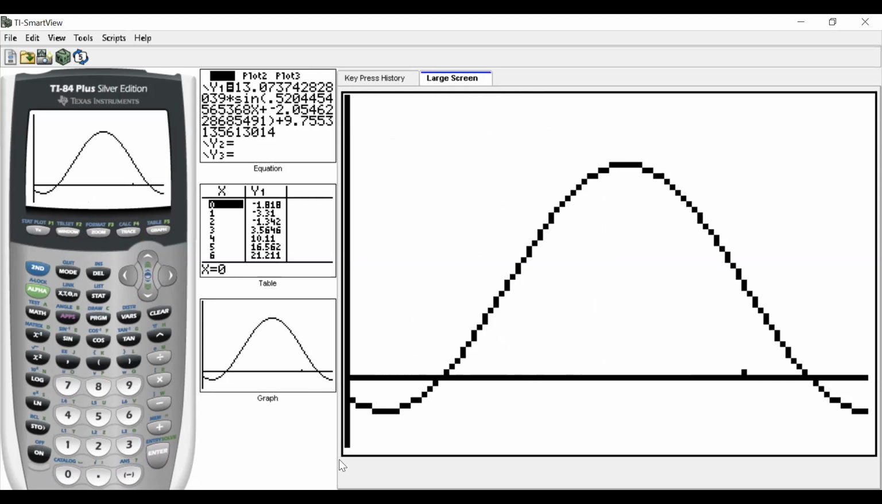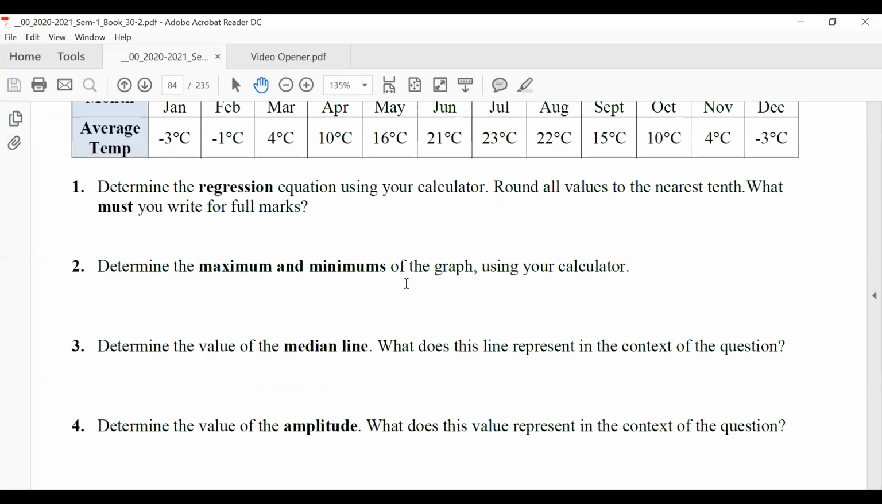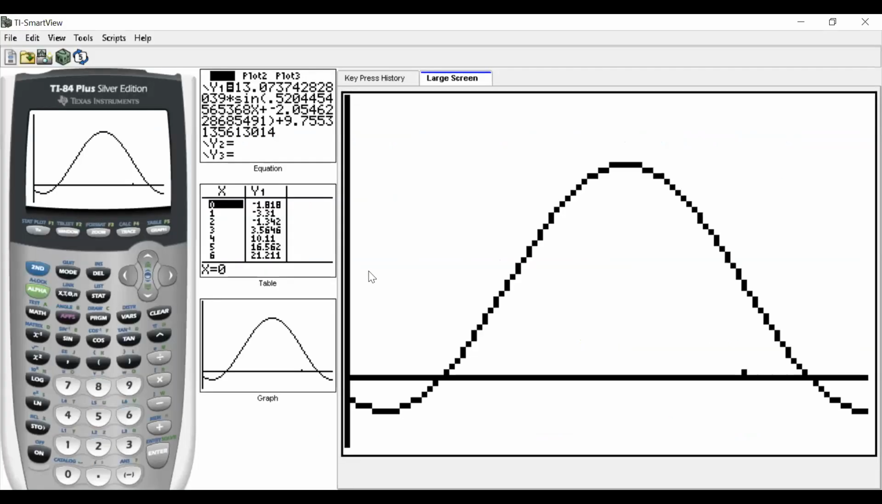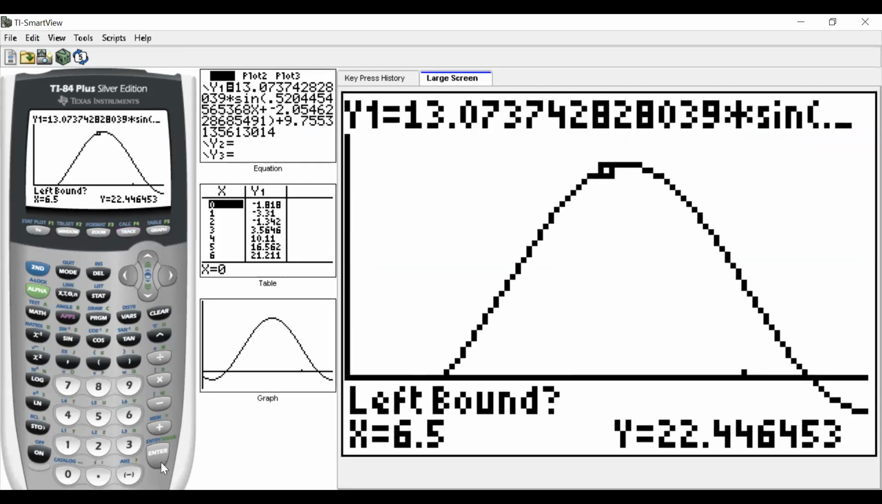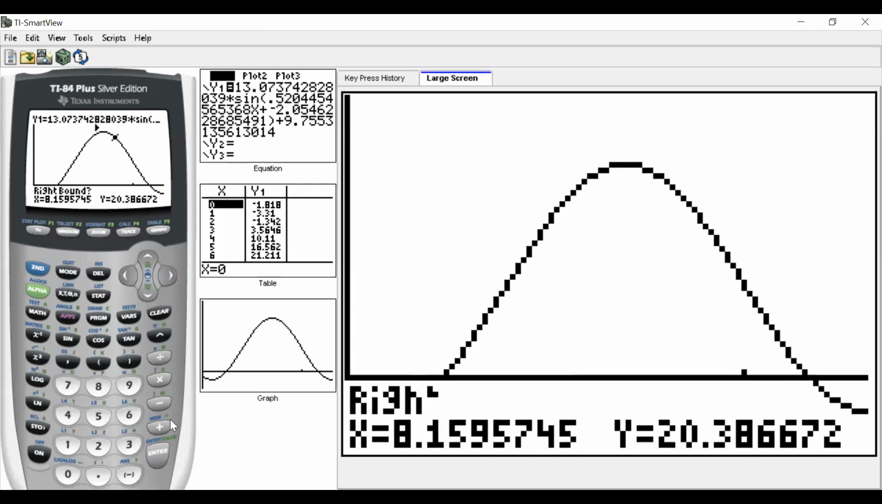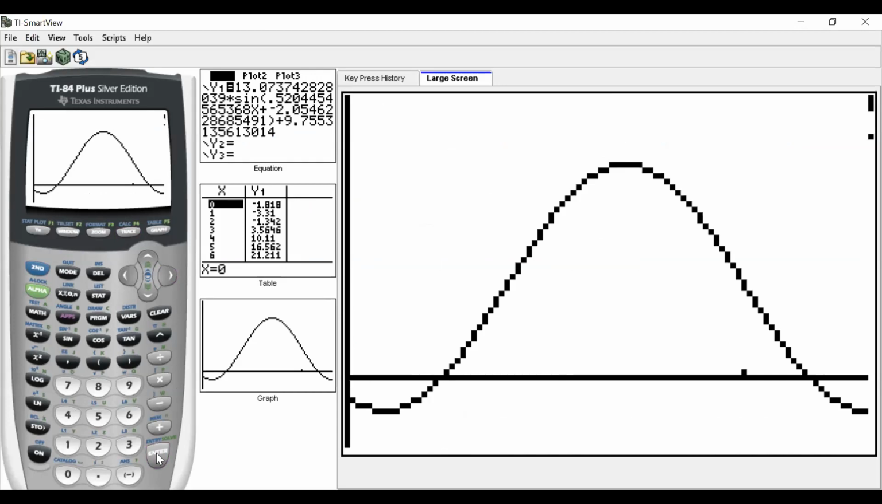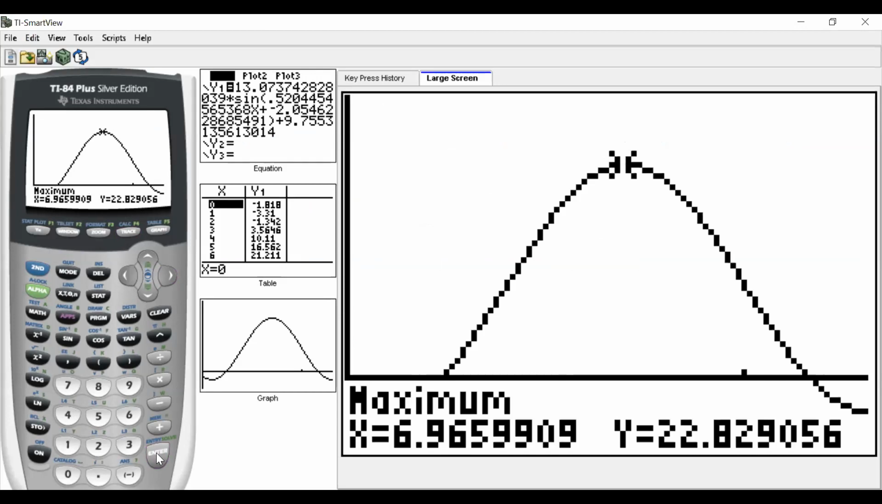Now that we've got that in, we can answer the questions. So the first question says, determine the max and mins of the graph using your calculator. Notice we're not using the table of values. So to find the maximum, go to max. And again, on the Casio, it's a little different. If you're using the Casio, you're probably already done. Okay, max for this one, I get 22.8. We'll round to the nearest tenth. And then minimum.